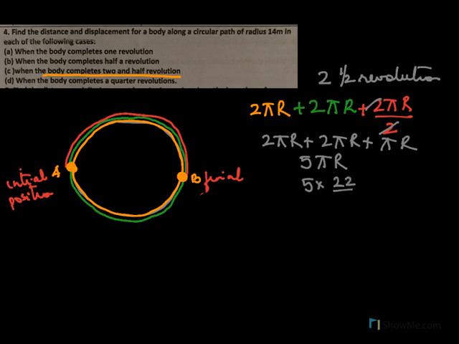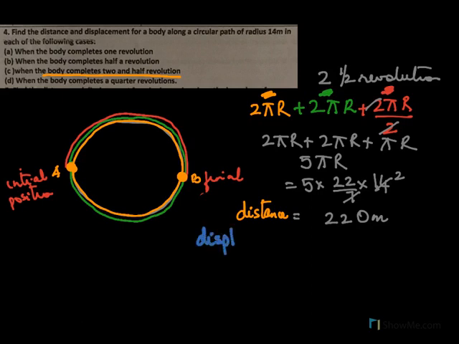5, 22 by 7, your r is 14. So we cancel this, we get 2. So answer will be 220 meter. This will be the distance, the actual path followed. It's got 3 circles. It takes the yellow circle, then the green, and half red. Now for the displacement, we must know what is the initial and final position.